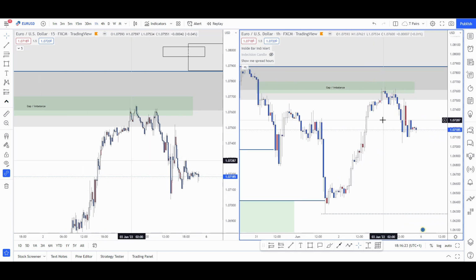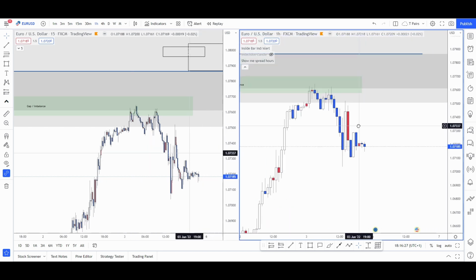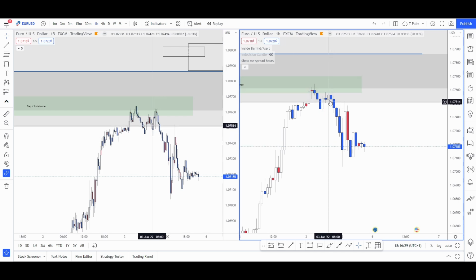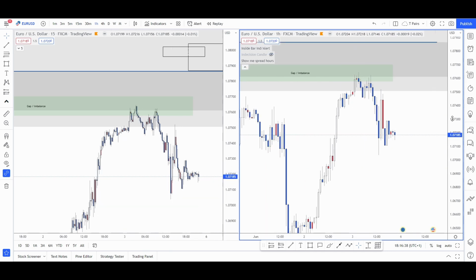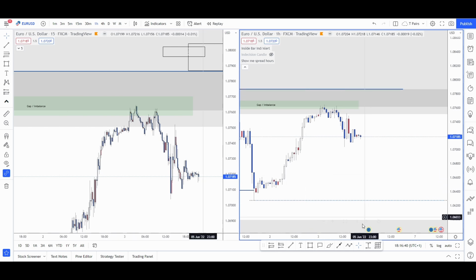Right, so that's the daily. Another area which was tapped into really was this sort of pullback here. Already got tapped into. Looks like we're working our way down. Bit of liquidity underneath here. There's nothing standing out. There's no like stabbing points in the market.